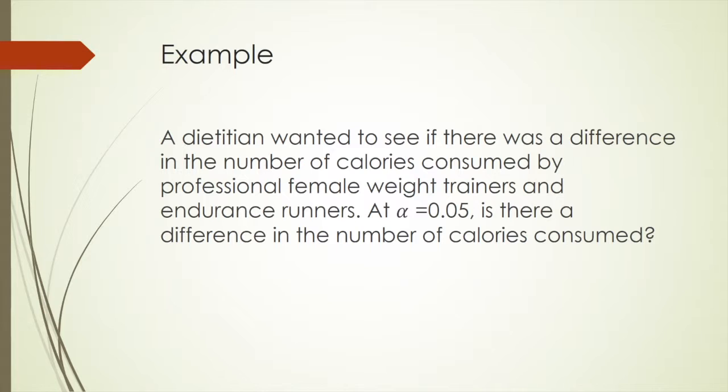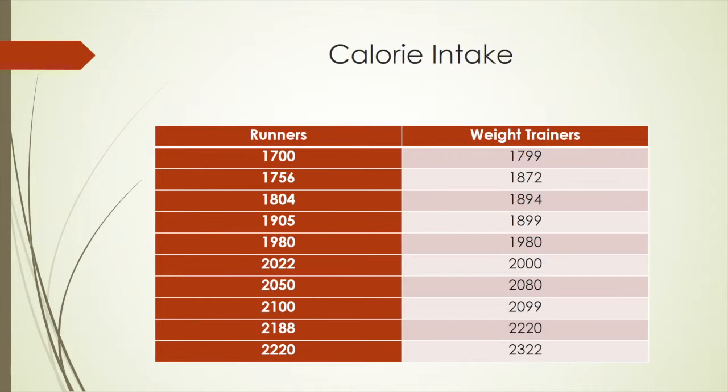The example I use is: a dietitian wanted to see if there is a difference in the number of calories consumed by professional female weight trainers and endurance runners. And alpha equals 0.05. Is there a difference in the number of calories consumed? Here's the table comparing runner caloric intake to weight trainers.